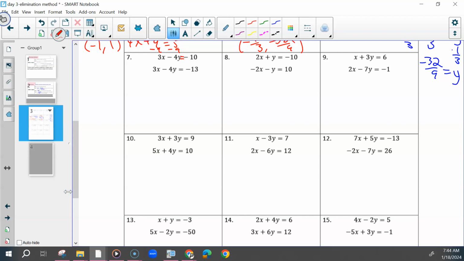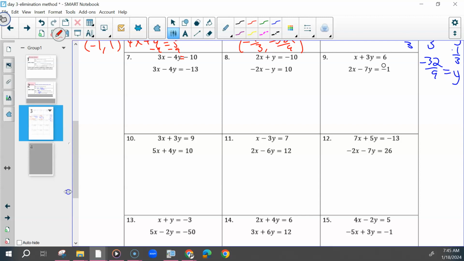Everything is lined up, but do we have a common coefficient? No. That doesn't mean it's no solution. That just means we have to make a common coefficient. So you can choose whether you want to eliminate the x's or the y's. In this case, it might be easier to eliminate the x's. So we have to somehow make these numbers the same. Right now, there's a 2, there's a 1.